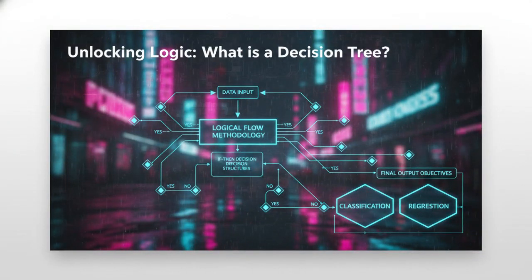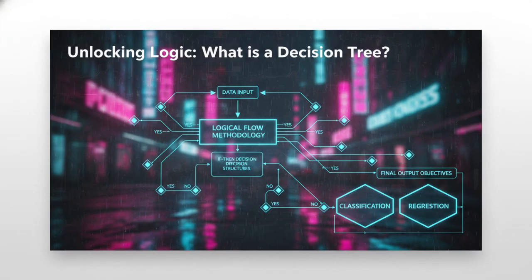Welcome to our deep dive into one of the most intuitive yet powerful tools in machine learning, the decision tree. For tech professionals, think of this as a structured flowchart that uses a branching methodology to model decisions and their possible consequences. Unlike black box models, decision trees provide a clear roadmap of how an AI arrives at a conclusion. Today, we'll explore how they turn raw data into a sequence of logical if-then statements to solve complex classification and regression tasks. By the end of this session, you'll understand why this foundational algorithm remains a cornerstone of modern data science and business intelligence. To understand the process, we have to look at the anatomy.